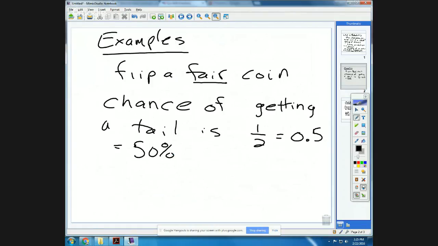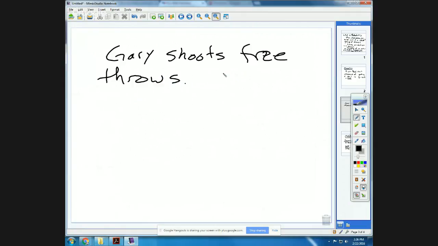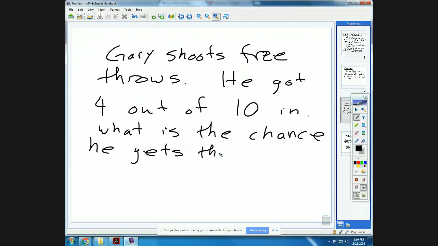Another example. Gary shoots free throws. He got 4 out of 10 in. What's the chance he'll get the next one? 1 out of 1. One has a 100% chance he's going to get the next one.